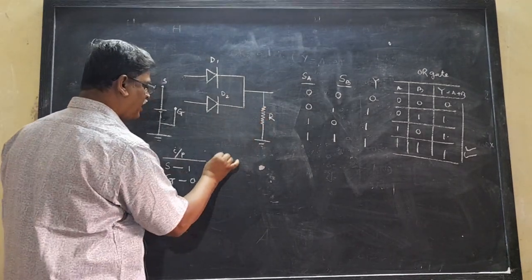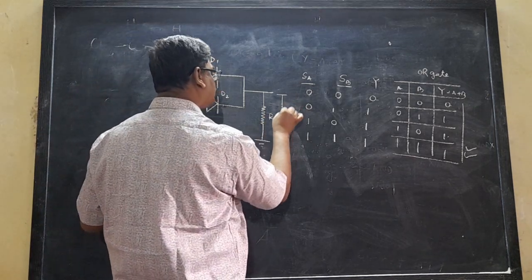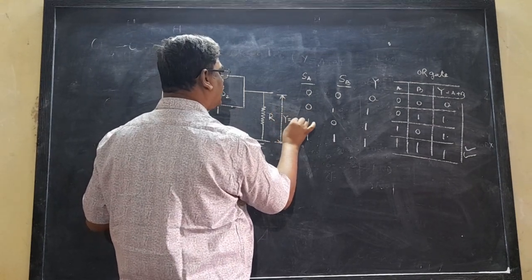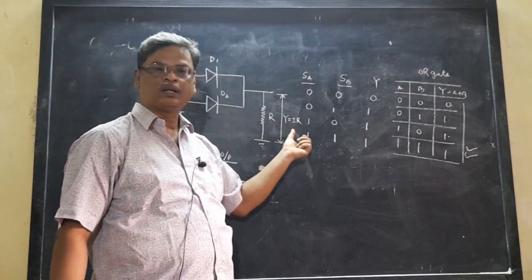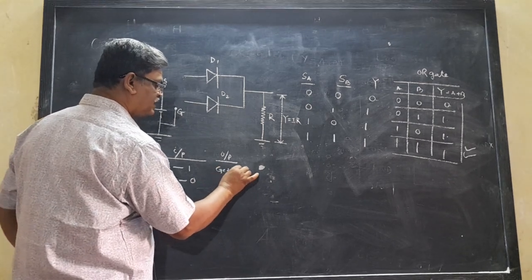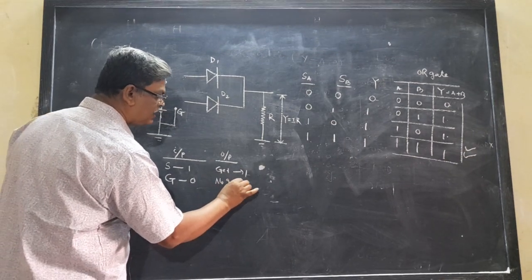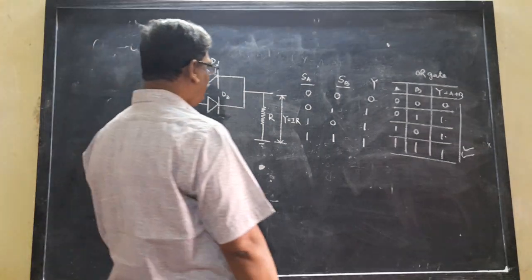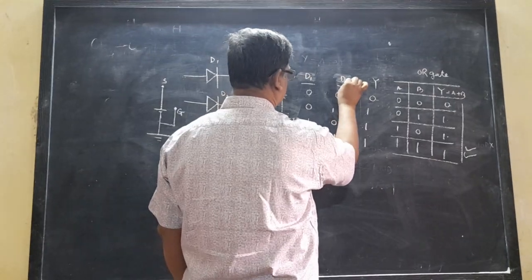Now the output state. If we get the output here across the load, Y is equal to I into R. So if we get some voltage, then that is 1. If we do not get any voltage, then it is 0.